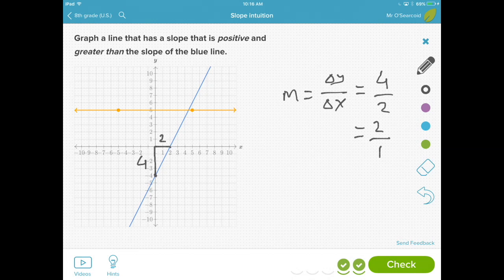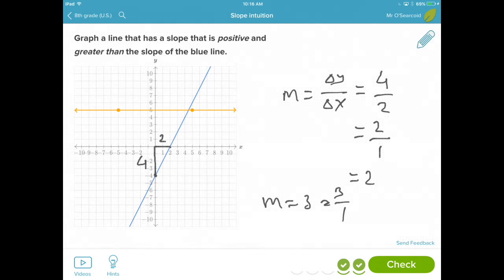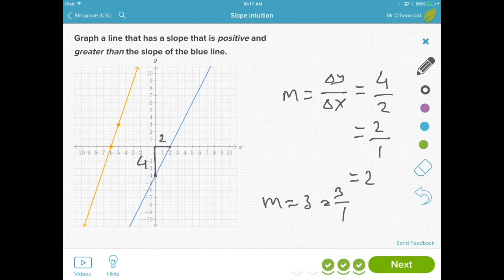which means we go 2 up and 1 across. Okay, so if we have a slope of 2, and we want a greater slope that is also positive, let's just choose 3, which is a slope of 3 over 1. Again, we can start it wherever we want. It's probably not a good idea to start on 3. Let's start somewhere else. And we just move 3 up and 1 across, and there's a greater slope. You can see it's steeper than the other one.